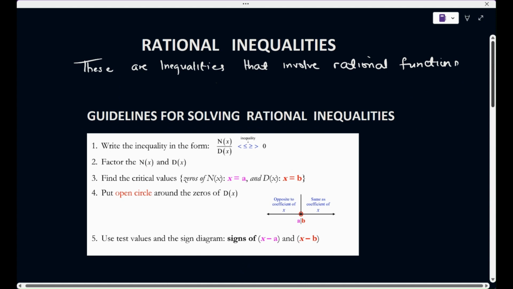It means you have a function in the form of n(x) over d(x), where n(x) and d(x) are polynomials. When we talk of a rational number, it's a number in the form p over q, where p and q are integers and q is not equal to 0. But when we talk of a rational function, both n and d are polynomials. Let me give some examples.